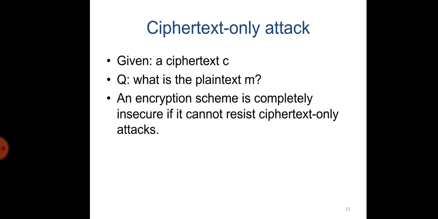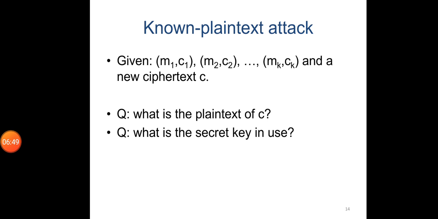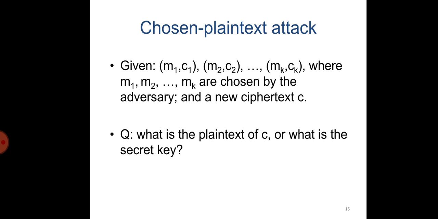An encryption scheme is completely insecure if it cannot resist ciphertext only attacks. Known plain text attack. Given M1, C1, M2, C2 up to MK, CK and a new ciphertext C. Question: what is the plain text of C? And the next one, what is the secret key in use?